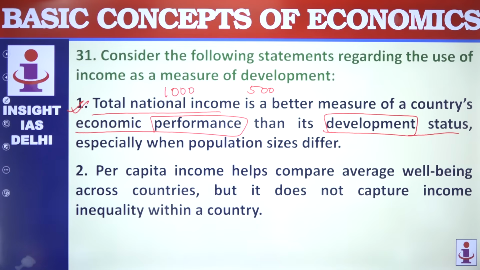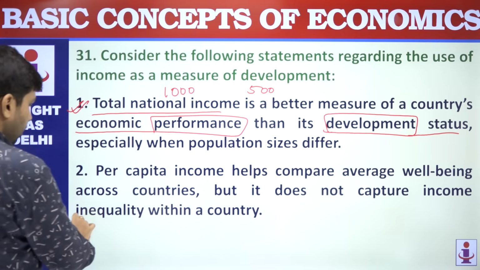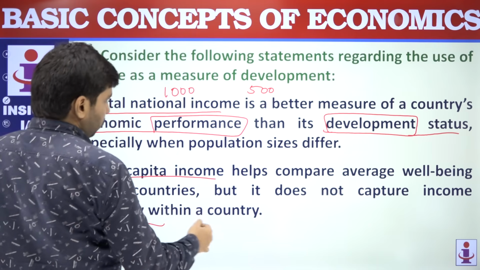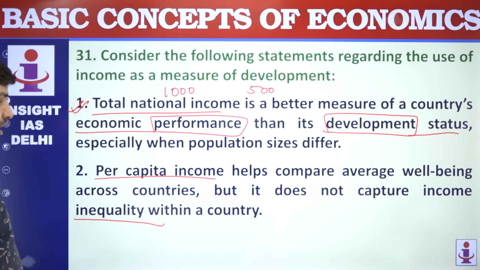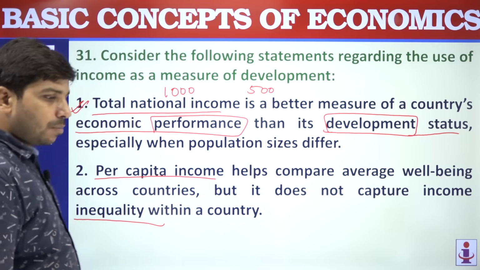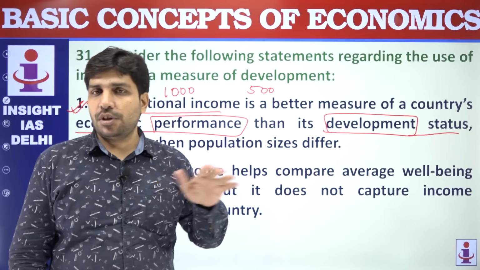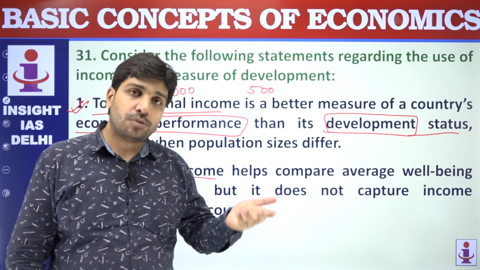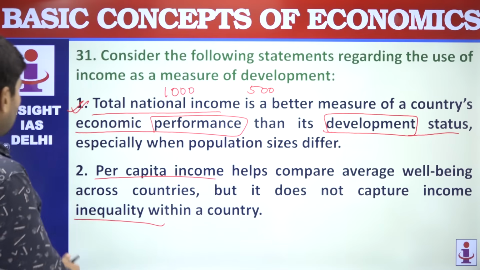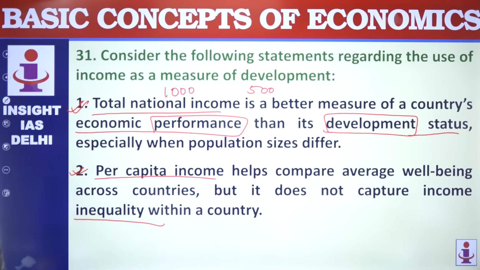Second statement: per capita income helps compare average well-being across countries, but it does not capture income inequality. Yes, with per capita income we can compare average well-being, but we cannot compare income inequality, because there are chances that the top rung of the people will be earning much more than the lower rung. So this statement is also correct.